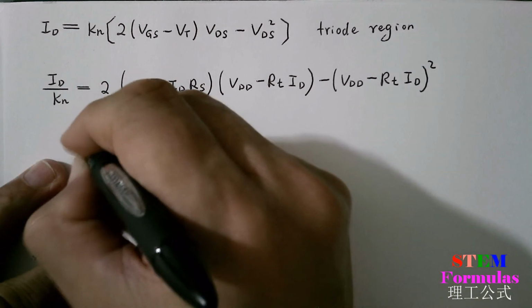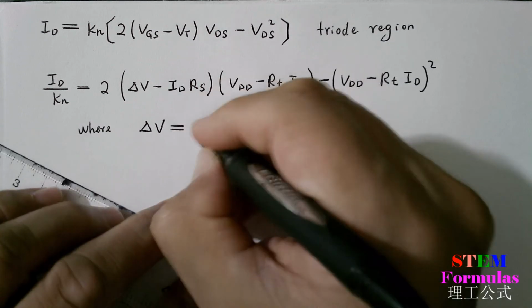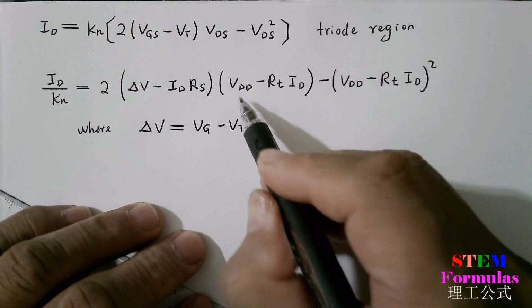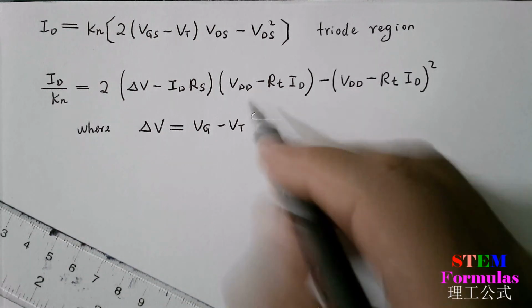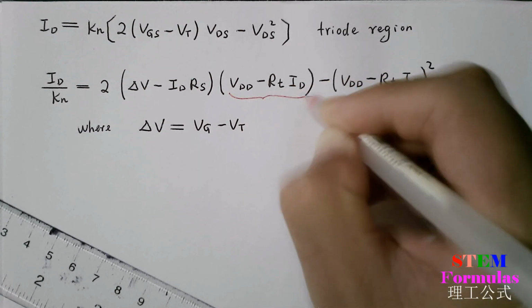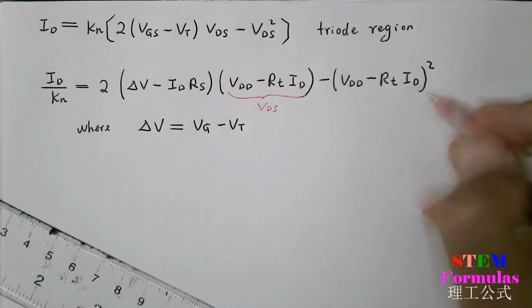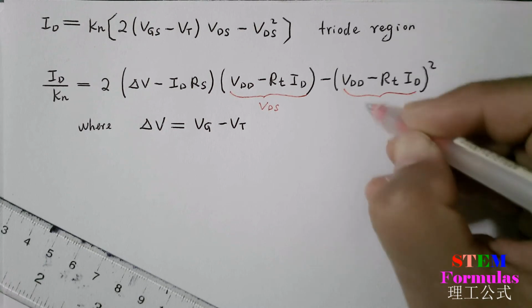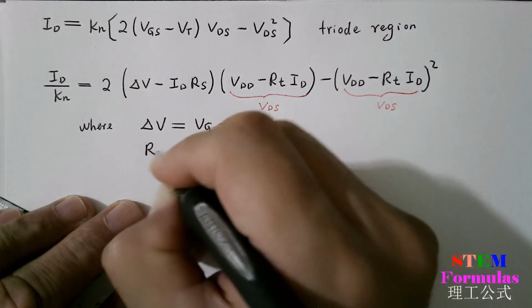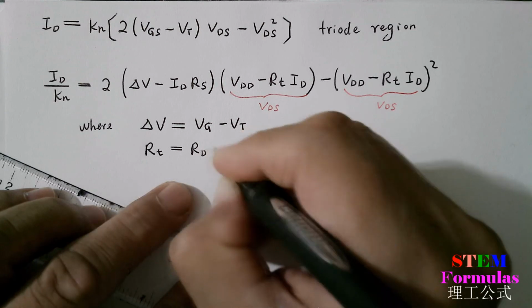Where delta V I define as VG minus VT, and this term VDD minus RT ID, the whole term, equals VDS. So VDD minus RT ID is VDS. And of course, RT I define as the same thing, RD plus RS.